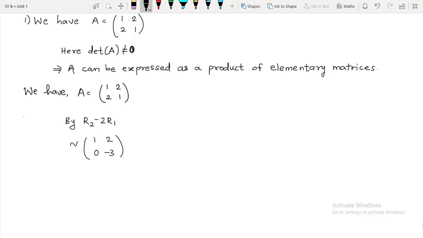आता आपण लगेच करस्पॉन्डिंग एलिमेंटरी मॅट्रिक्स पण शोधूया. So you are going to perform the operation on the identity matrix of order 2 by 2, and what should be the operation? That is R2 minus twice R1, and what are you going to get? So 0 minus 2 multiplied by 1, first row will be as it is, आणि 0 minus 2 multiplied by 1 is minus 2, आणि इथे काय येईल 1 minus 2 multiplied by 0 is 1. So this is our E1, but we want E1 inverse.